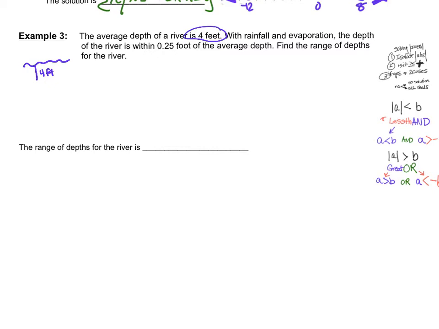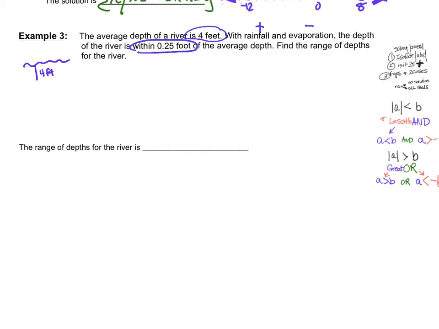With rainfall and evaporation, the depth of the river is within a 1/4 foot of the average depth. Find the range of depths of the river. Okay, so basically what this is saying is, we know that when rain falls, you're making the water fill up. When it evaporates, it's taking water out. We know the average is within a 1/4 foot.